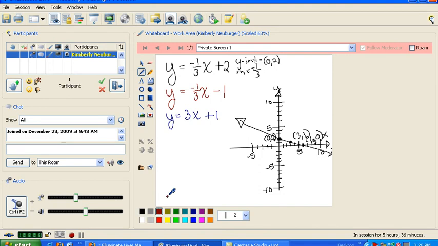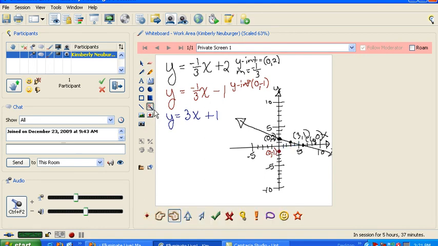Let's take a look at the red one now. The red one has a b of negative 1. That means our y-intercept is negative 1. And to be specific, it's the point 0, negative 1. So let's plot that. That's right here at 0, negative 1.